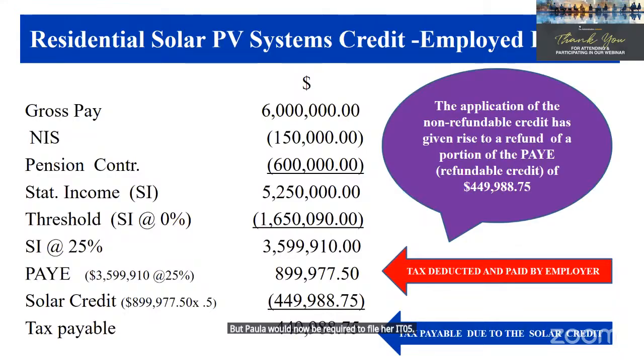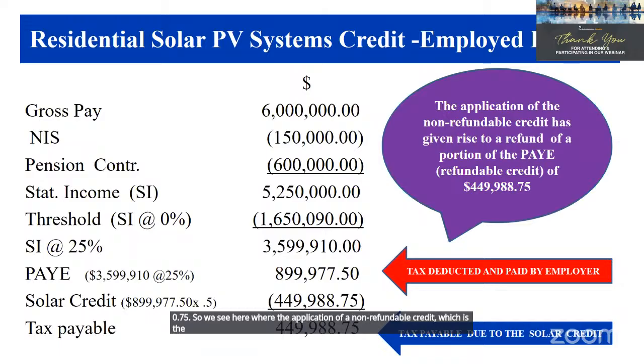And upon filing the IT-05, if all the eligibility criteria are met, then Paula would be entitled to a refund of $449,988.75. So we see here where the application of a non-refundable credit, which is the solar credit, has given rise to the refund of a portion of her PAYE, which is a refundable credit.